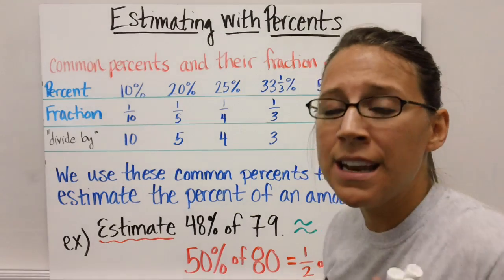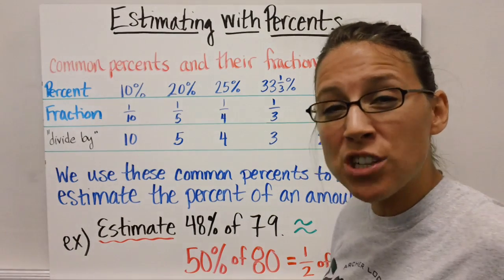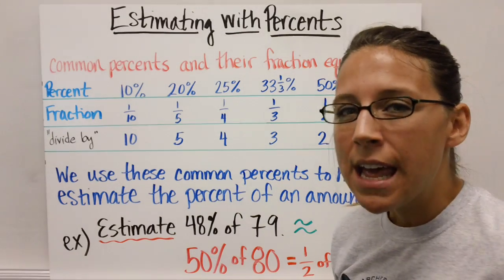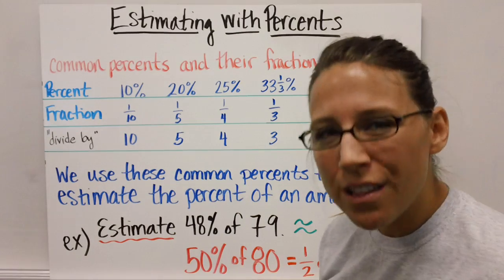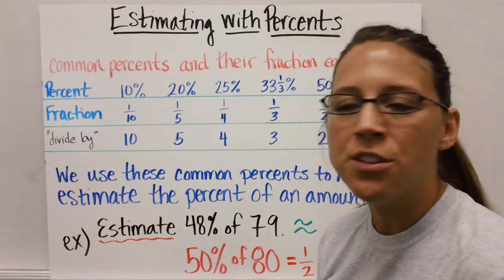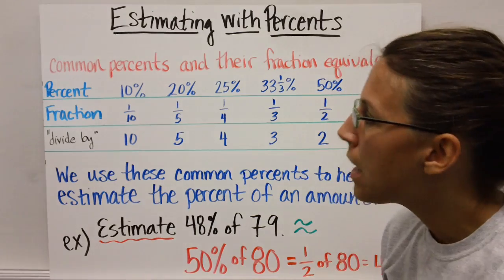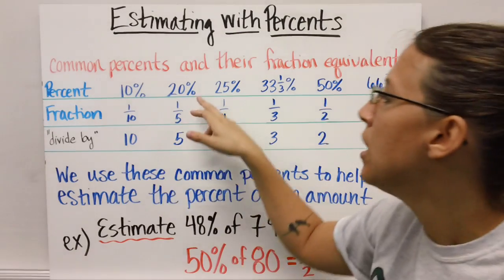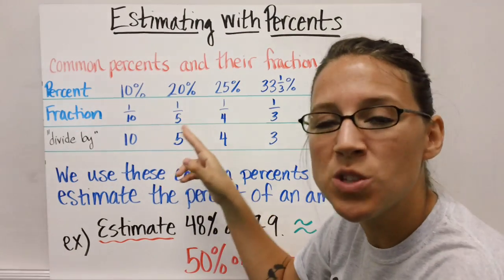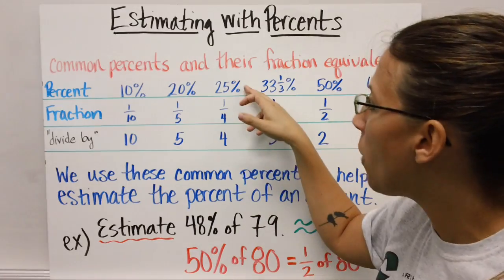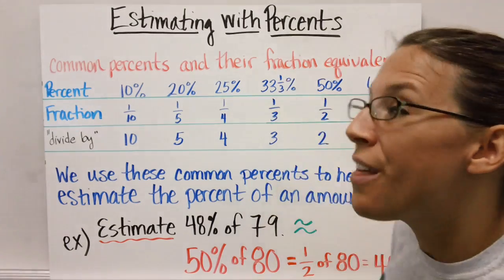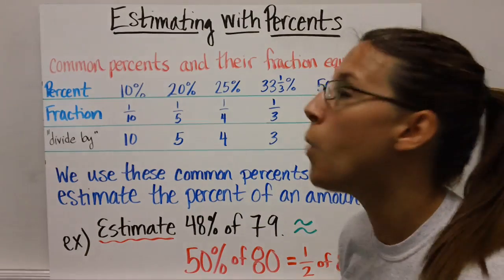In my opinion, these are percents that match up with fractions that you should know the value of automatically. If you don't know them yet, just start thinking about them more frequently, and you're not going to have any problem with that. For example, 10% is equivalent to 1/10. 20% is equivalent to 1/5 of a whole. 25% is equivalent to 1/4. 33 1/3% is equivalent to 1/3.